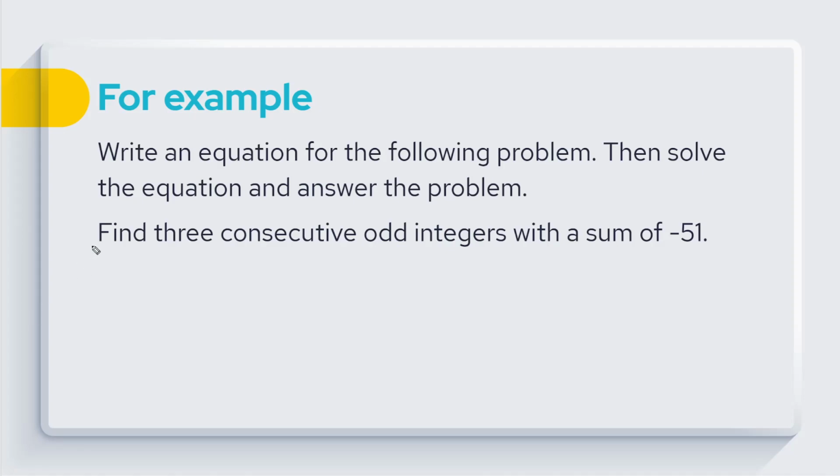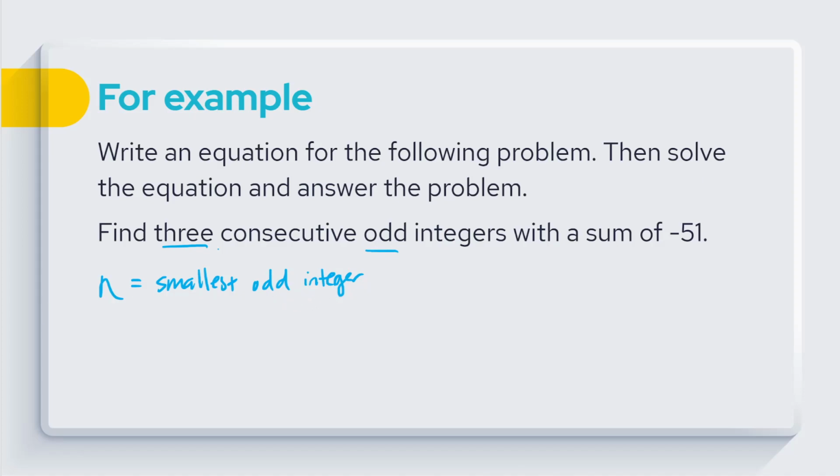Okie dokie. Find 3 consecutive odd integers with a sum of negative 51. Well, how can we find that? We could, of course, guess and check, but there's a much easier way. We can say that the number n is equal to the smallest odd integer, right?